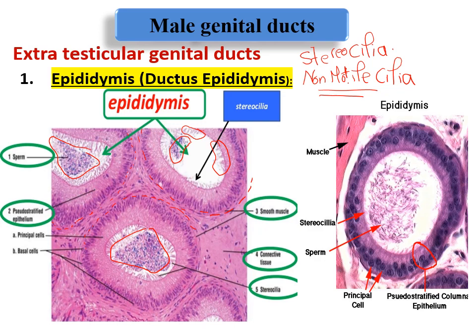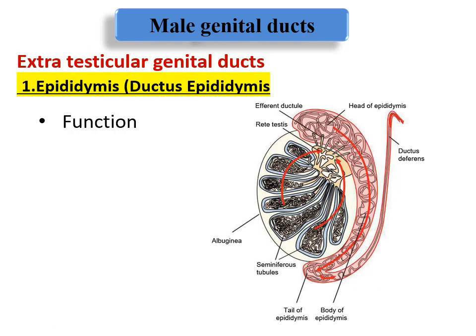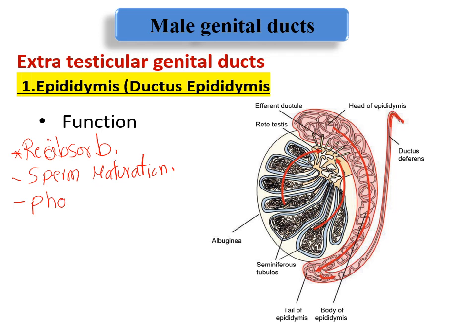The main function of the epididymis is storage. While the sperms are stored in the epididymis, it reabsorbs 90% of the fluid leaving the testis. It also secretes a glycoprotein necessary for sperm maturation, so it is very important for sperm maturation. It phagocytoses any residual bodies that are still attached to the sperm, and it helps in the capacitation of spermatozoa present in it.